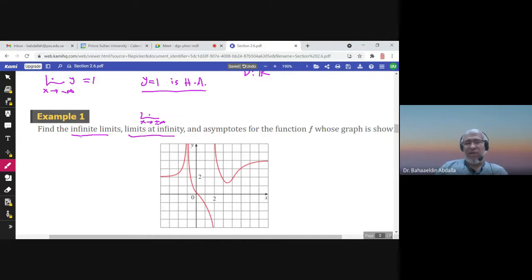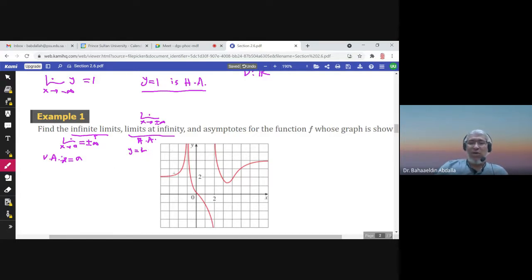But infinite limits means that the limit when x approaches a is positive or negative infinity. So for infinite limits, the limit itself is positive or negative infinity, and infinite limits give you the equations of the vertical asymptotes. The vertical asymptote here would be x equals a. But with limits at infinity, you will get the equations of the horizontal asymptotes.